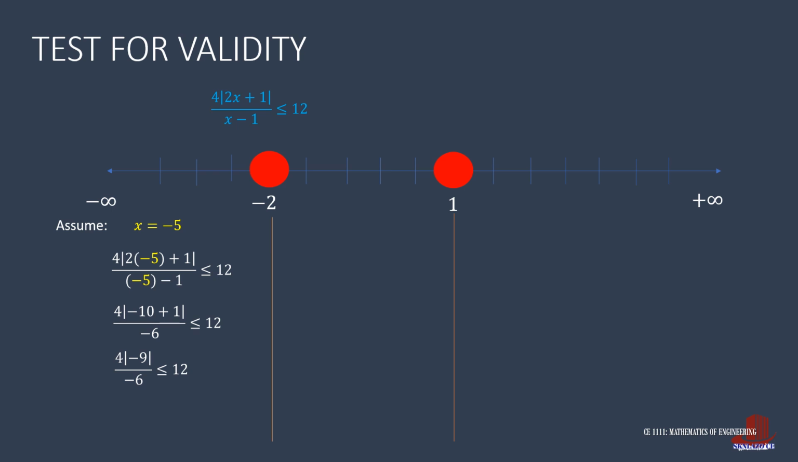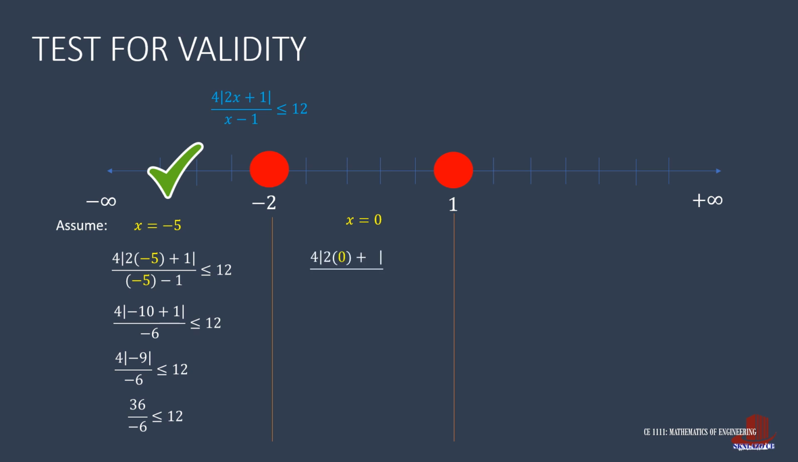The numerator can then be further simplified. 4 times the absolute value of 9 is 36, all over 6, which results to 6, and 6 is less than 12. Thus, this is a true statement. From the middle range between -2 and +1, we use 0.